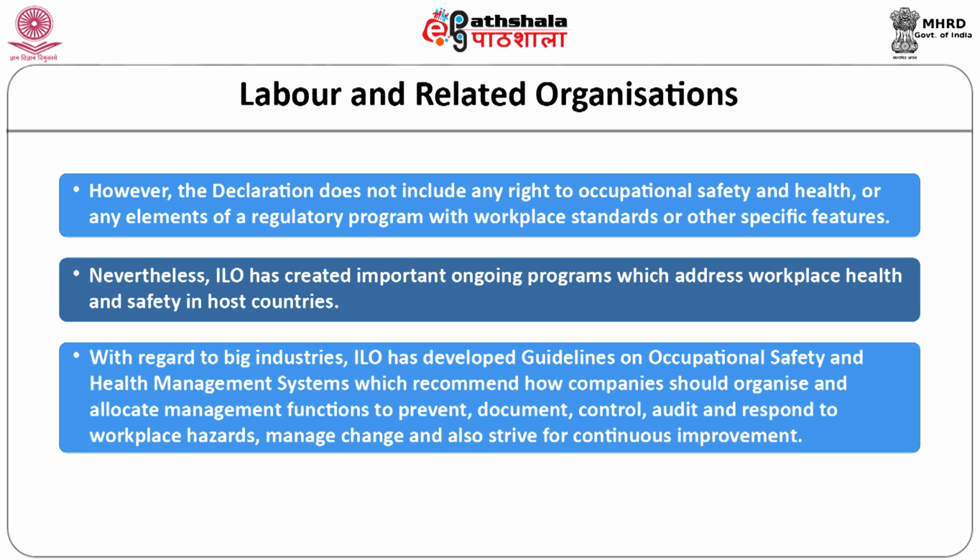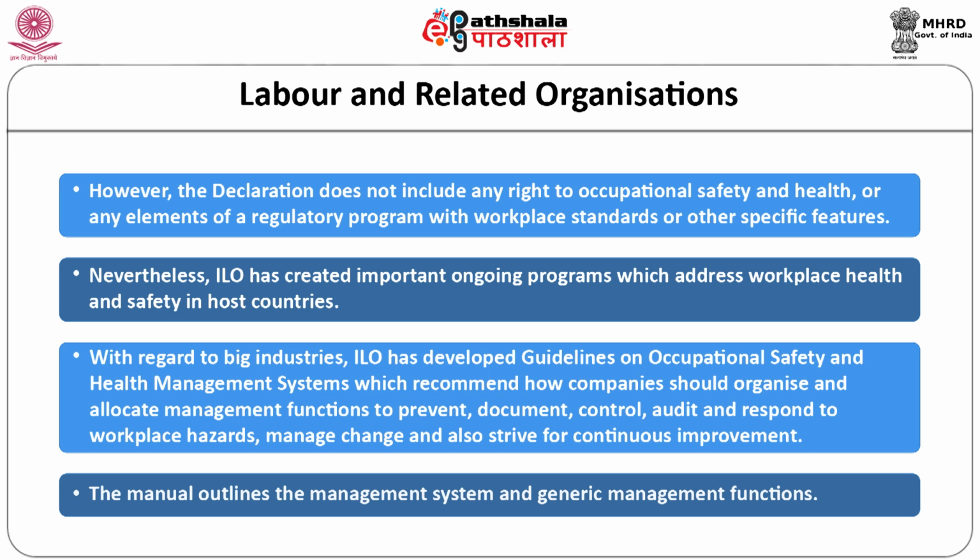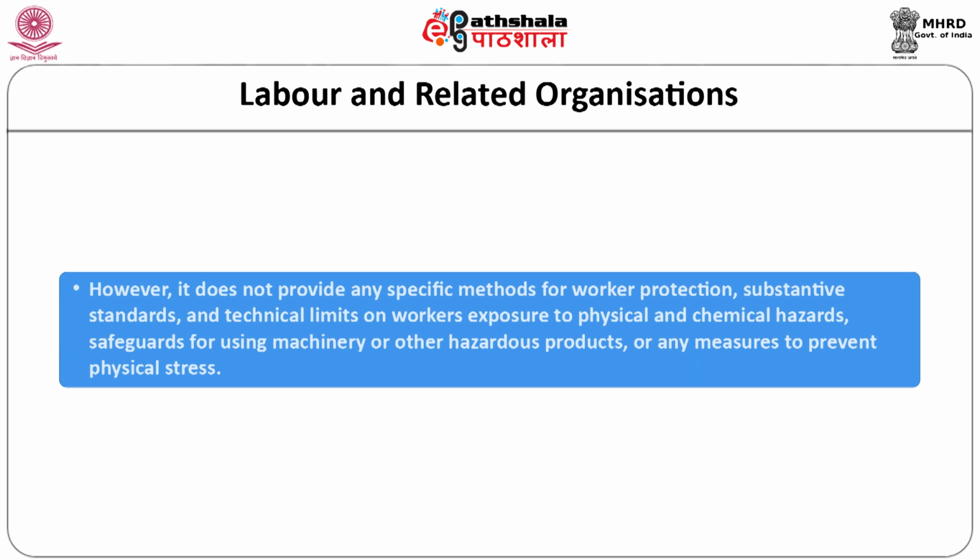With regard to big industry, ILO has developed guidelines on occupational safety and health management systems, which recommend how companies should organize and allocate management functions to prevent, document, control, audit, and respond to workplace hazards, manage change, and also strive for continuous improvement. The manual outlines the generic management functions. However, it does not provide any specific methods for worker protection, substantive standards and technical limits on worker exposure to physical and chemical hazards, safeguards for using machinery or other hazardous products, or any measures to prevent physical stress.